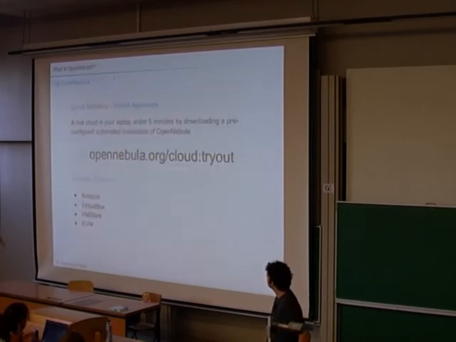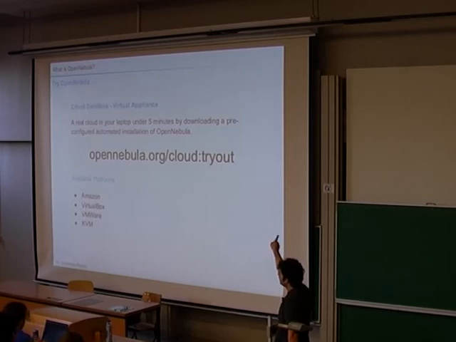Now, this is what you need to do to download OpenNebula and try it. You go there and you can download three appliances, or go to the Amazon one and use it. They'll be ready and running TTY Linux inside of it.